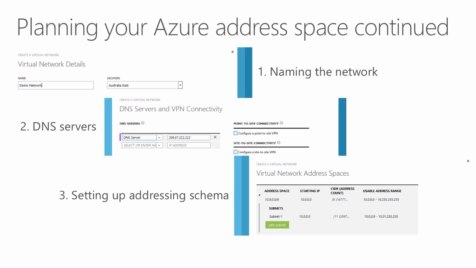So the images on this slide are screen snippets from the Azure portal which show you the steps involved in creating a virtual network. The first step is to name the virtual network and select what location or data center you want your network to reside in. This is the geographic location and you'll want to select the one which is closest to where you live.